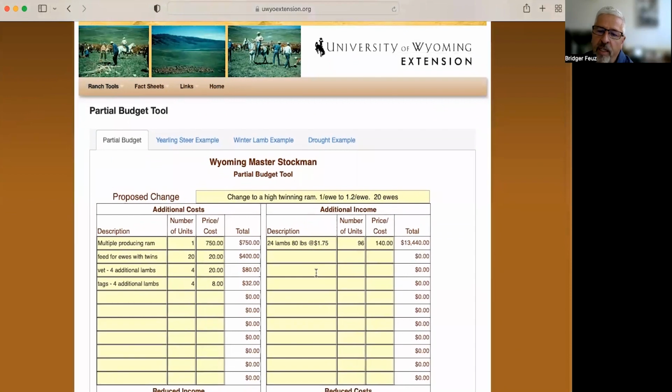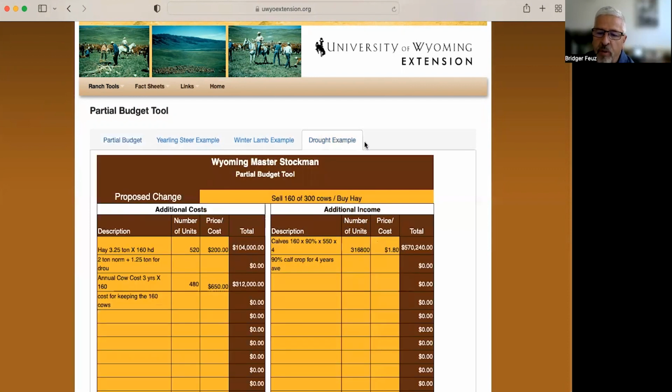In the intro, I said that we would go through a drought example. I think we will go through this drought example. It's an example that sits on the website at all times so that you can take a look at that example. And then I think we'll come back to this example as well, just to give you a couple of examples to see how you might go through a partial budget.